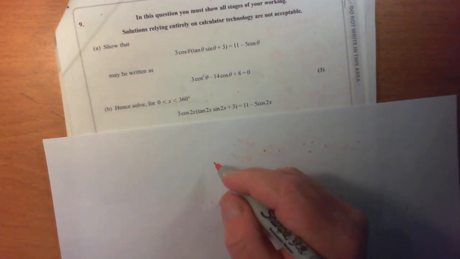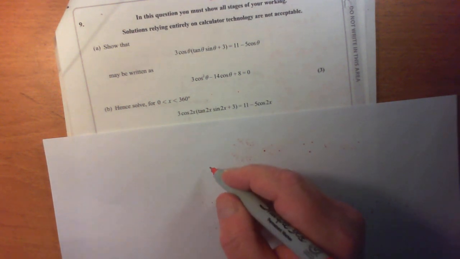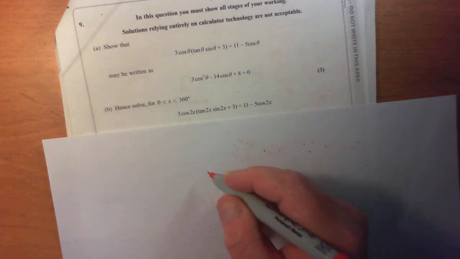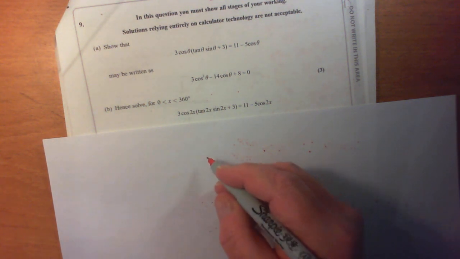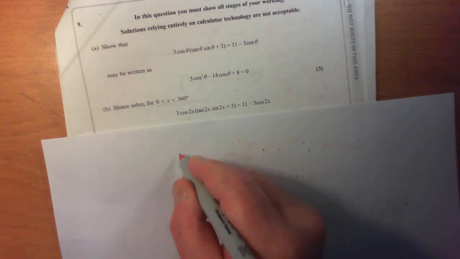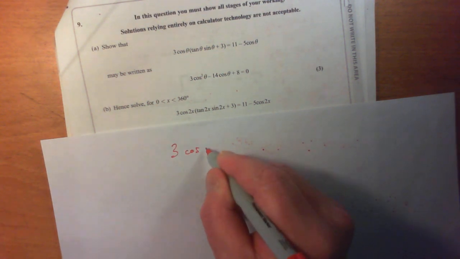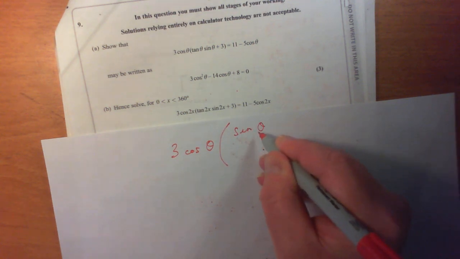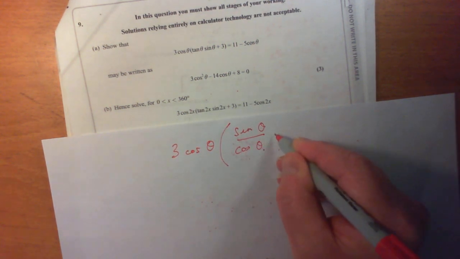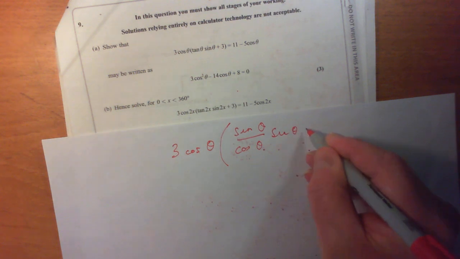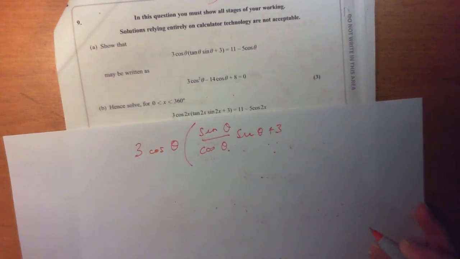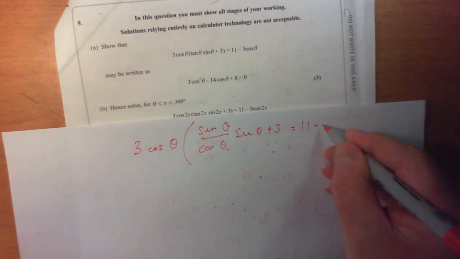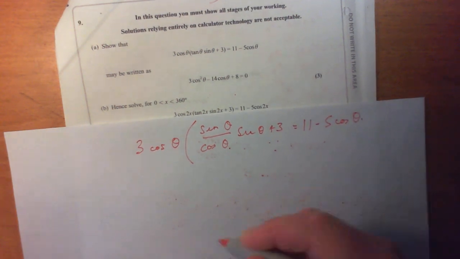My recommendation again on this is to process the inside of the bracket and get rid of the brackets. A lot of people really made quite a bad mess on this by not doing that, by keeping the bracket and so on. But to my mind, if you convert the tangent, so that's sine theta cos theta divided by sine theta plus 3 equals 11 minus 5 cos theta.